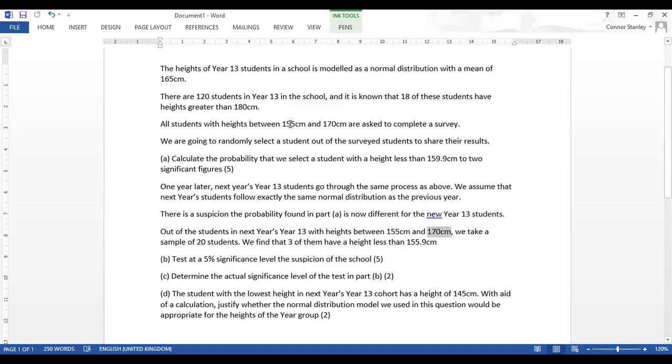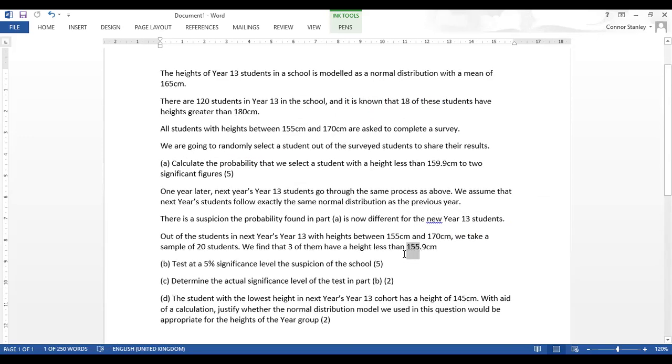So out of all these guys in next year's year 13 who have a height between 155 centimeters and 170 centimeters, we're going to take a sample of 20 of them. We measure their heights, and we find out that 3 of them have a height less than 150.